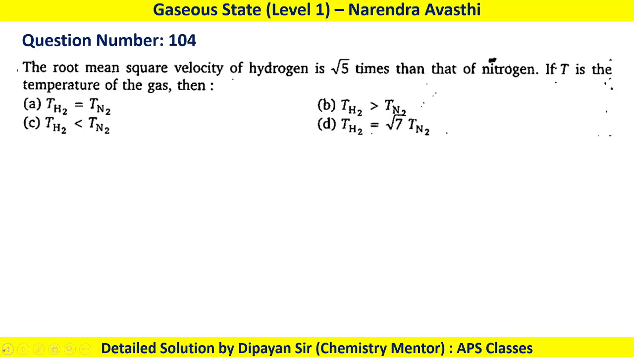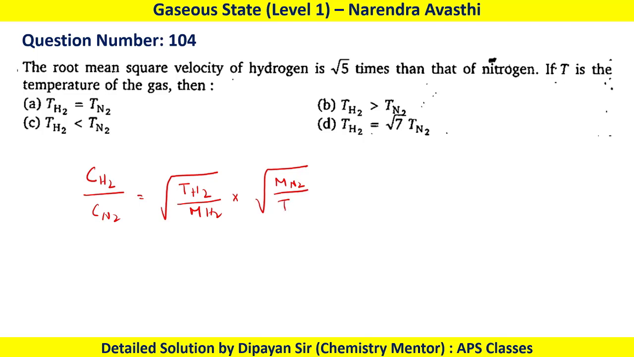In question number 104, the root mean square velocity of hydrogen is root 5 times that of nitrogen. If T is the temperature of the gas, then we can start like this: root mean square velocity of hydrogen to that of nitrogen is root of temperature of hydrogen by molecular weight of hydrogen, divided by temperature of nitrogen by molecular weight of nitrogen. Okay, that is equal to root 5.